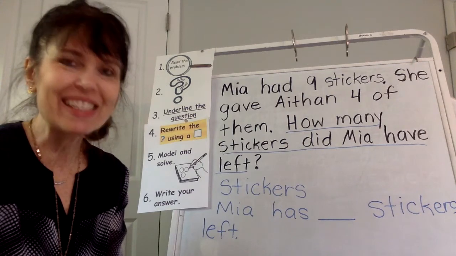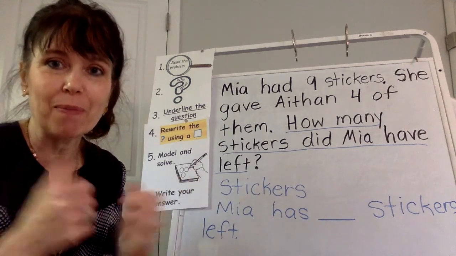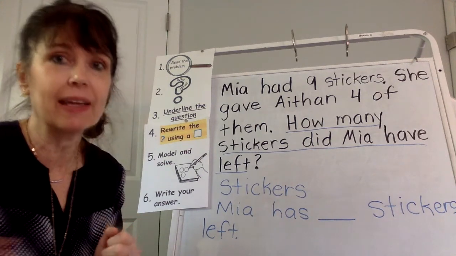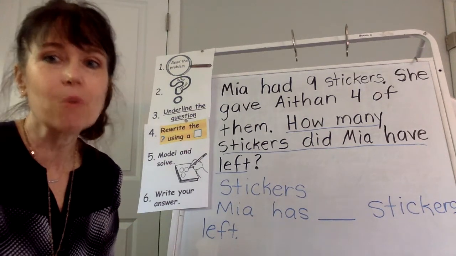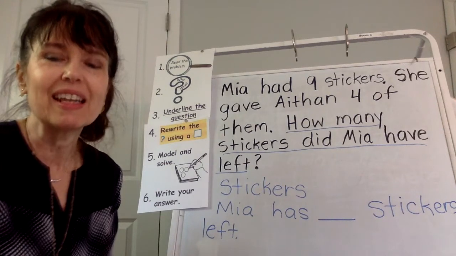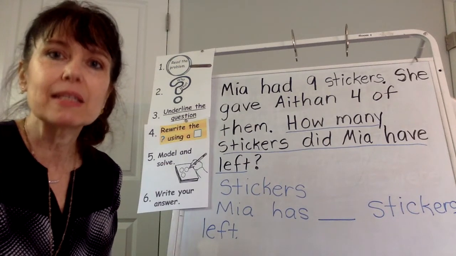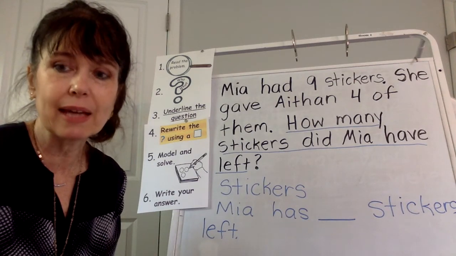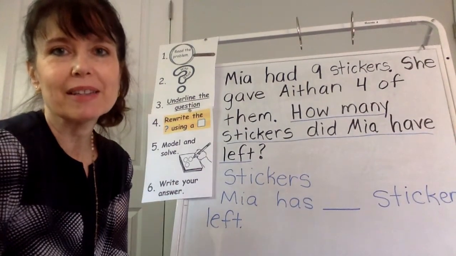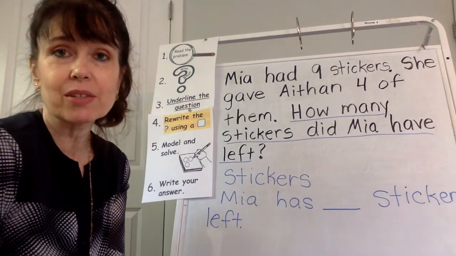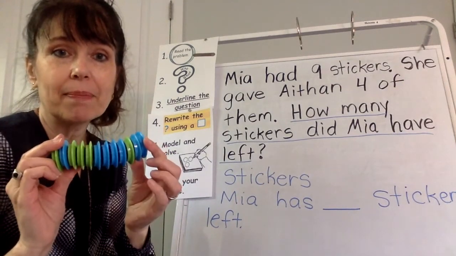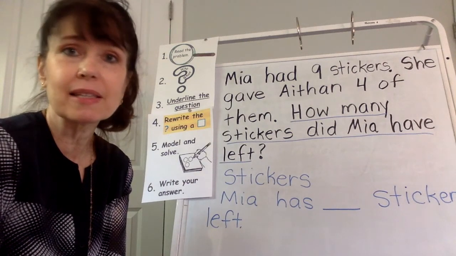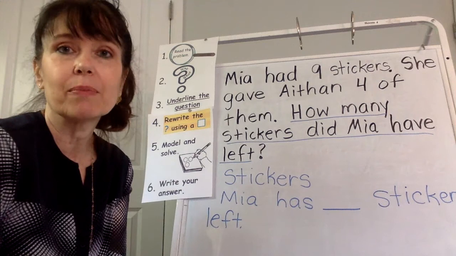Hopefully you realize this is a separate problem. Mia had 9 stickers, but she gave some away. So some were going away. 4 of them were going away to Ethan. So let's go ahead and solve this problem. There are a lot of different ways you can solve it. We went over some ways last time. The first way I'm going to model today is using objects to solve this problem. I've got my magnets, but remember you can use whatever you have at home, buttons, cereal, toys, any objects will do.